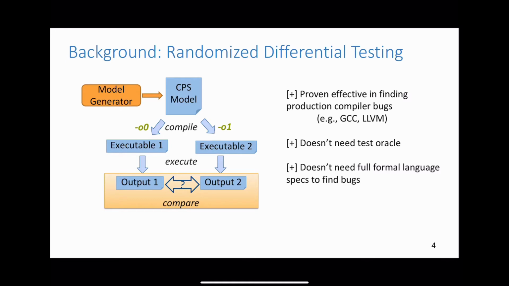The idea here is that we have a CPS model generator which can automatically create Simulink models. Then we can take the same model and execute and compare the outputs using different CPS toolchain configurations. For example, optimization on and optimization off. Since we are testing the same model but just changing the toolchain configuration, the output should be the same. If it's not the same, we say that we found a bug.